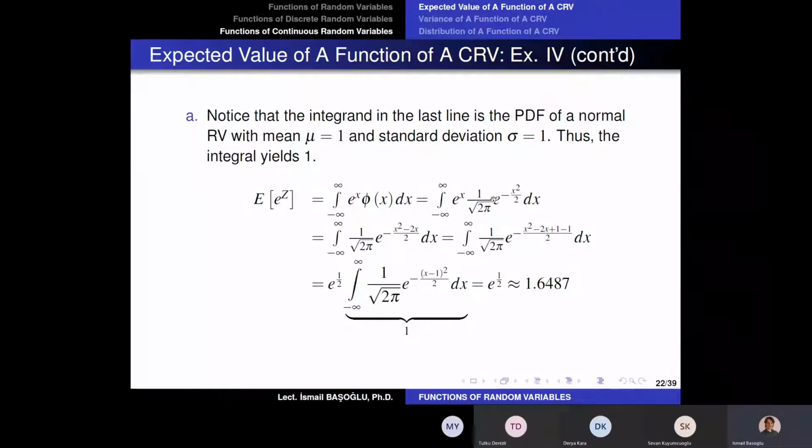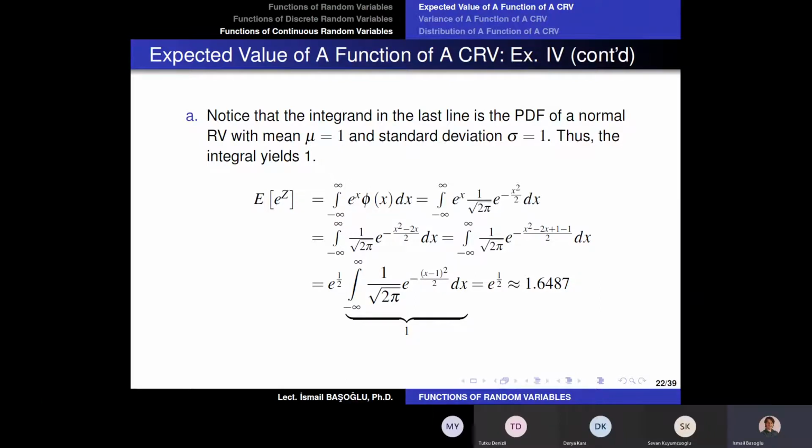Both of these exponential functions obviously have the same base, which is the Euler number. Because they have the same base, we are going to sum the powers up, and we are going to rewrite this integrand as 1 over square root of 2 pi e to the power minus x squared minus 2x over 2, because when you sum up the powers, this is what you are going to get. Now I am going to do a trick again.